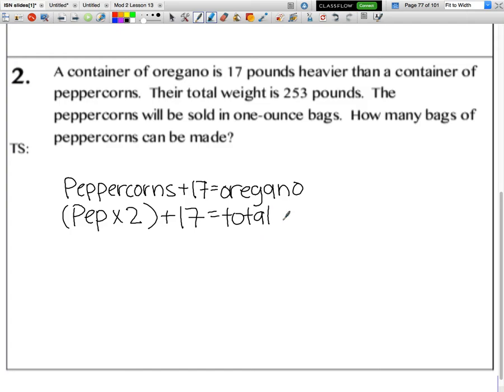So here is how we're going to find this out. We're going to go ahead and take our total weight, which is 253. We're going to take away that pesky 17 right there.